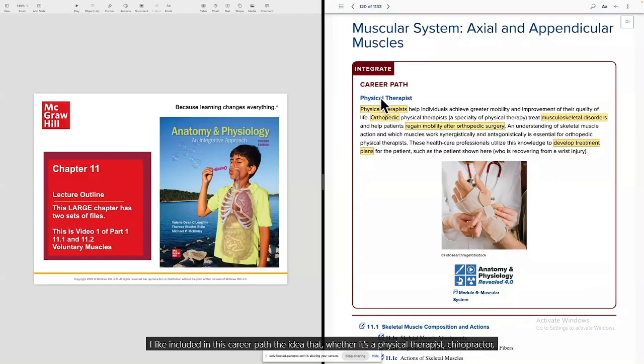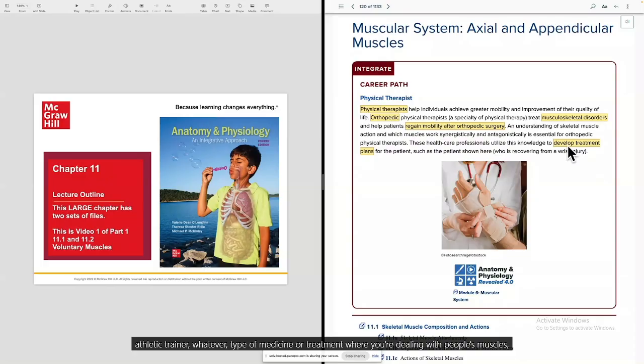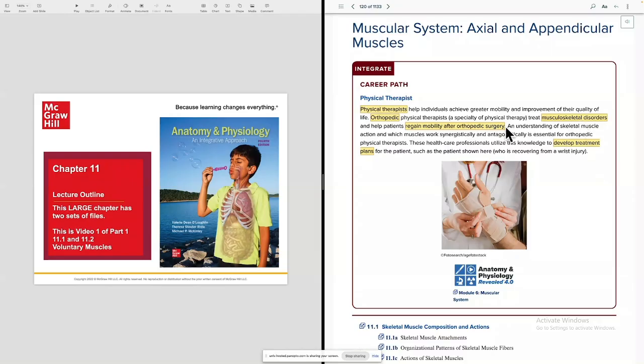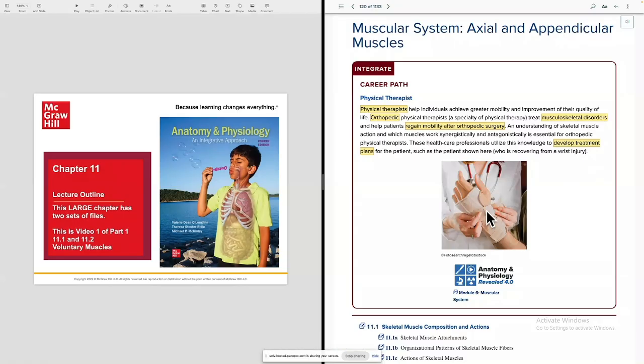I like included in this career path the idea that whether it's a physical therapist, chiropractor, athletic trainer, whatever type of medicine or treatment where you're dealing with people's muscles, it's not only learning about treating the actual disorder and helping people move better, but it's the idea that there's going to be a treatment plan developed, right? There's nothing that one treatment's not going to fix whatever's going on with this person's wrist. They're probably going to need physical therapy or some kind of therapy for at least a few weeks.